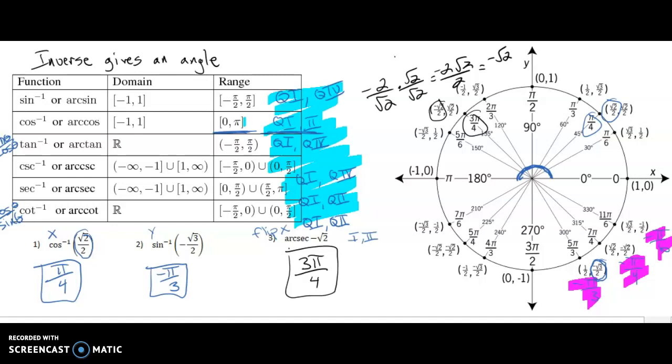To decide if you want radians or degrees, you just have to pay attention to the directions. And if it's not specified, probably default to radians. It's a little better used. But otherwise, just read the directions. If it says use degrees, use degrees. If it says use radians, use radians.